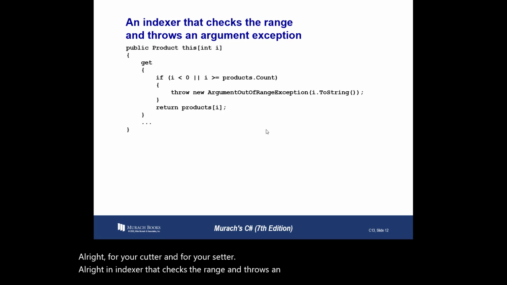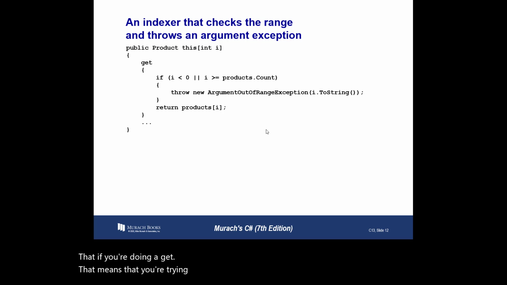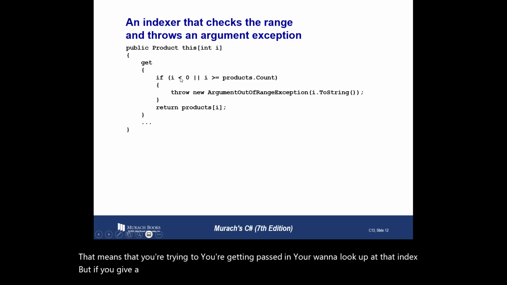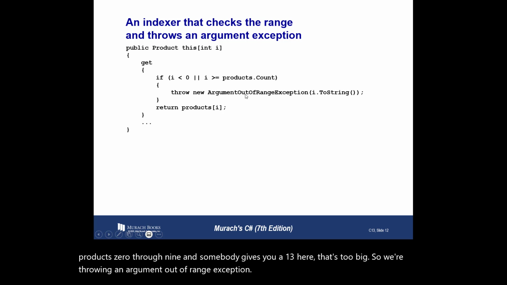Well, it's pretty important that if you're doing a get, that means you're getting passed in an index you want to look up. But if you give a negative one, or let's say you've got 10 products, meaning they're products 0 through 9, and somebody gives you a 13 here, that's too big. So we're throwing an argument out of range exception.